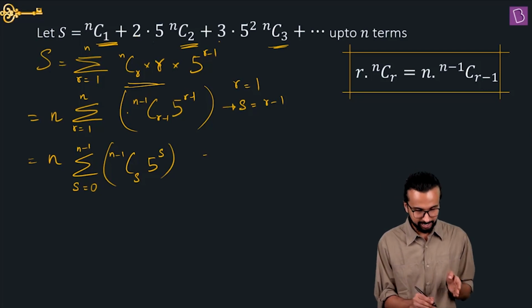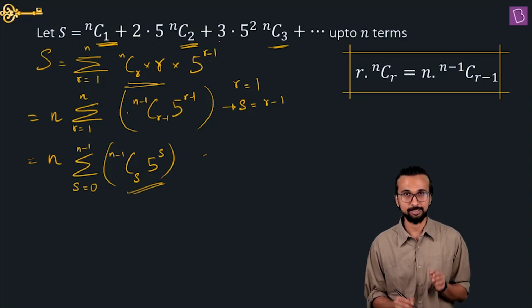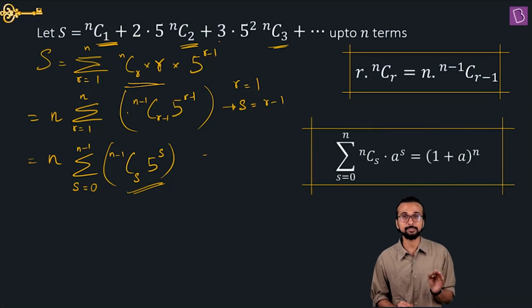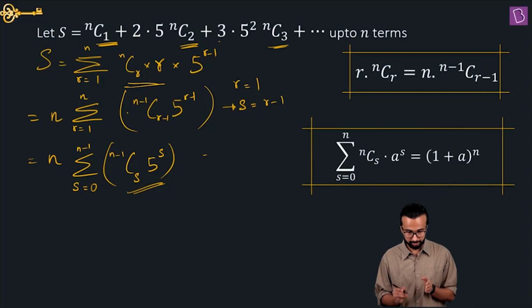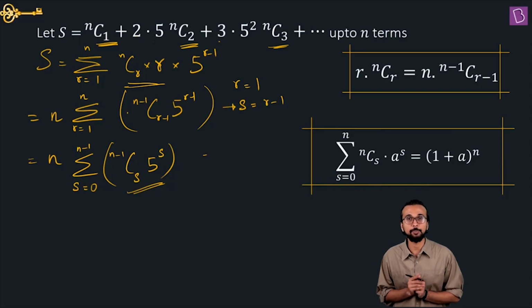In the sense that if I have nCr into x power r, and you're taking the sum of all those terms, you're getting nothing but 1 plus x raised to n. Okay, so that's the idea here. nCs into a power s, a is 5 here. If you sum it from r equal to 0 to the last term, r equal to n, you get 1 plus a raised to n.